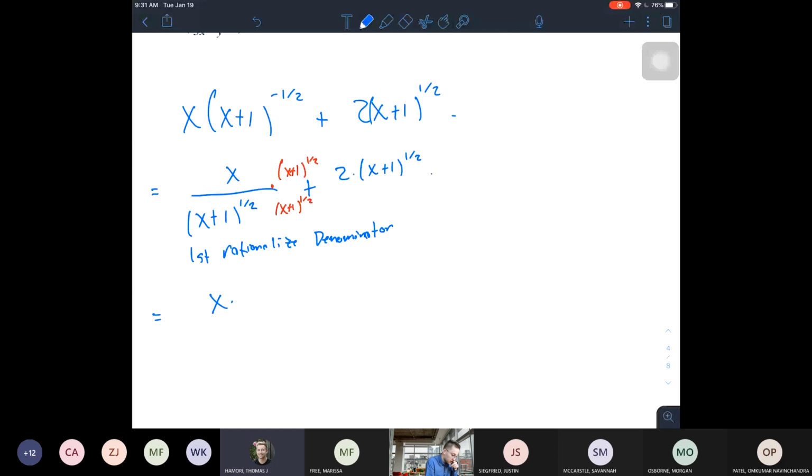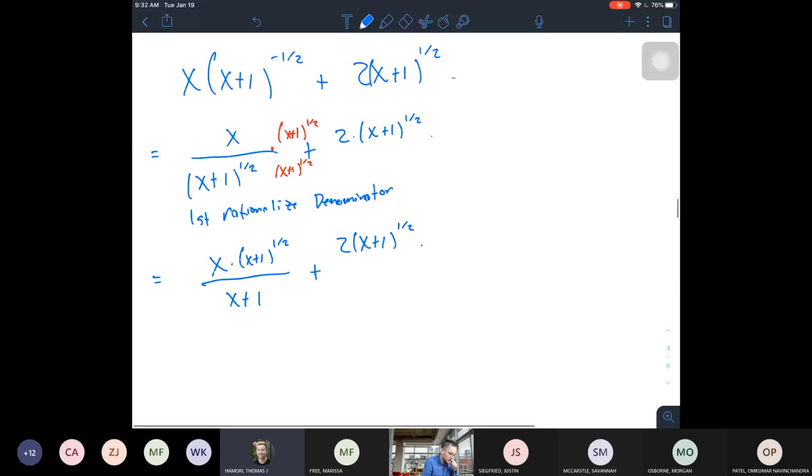And what would we get on the top? We'd get x times (x plus 1) to the 1/2. And we divide by x plus 1. And then on the right-hand side, we still got 2 times (x plus 1) to the 1/2 power. Something is a little bit fishy here. No, I think it's going to work out. All right, well, let's try.